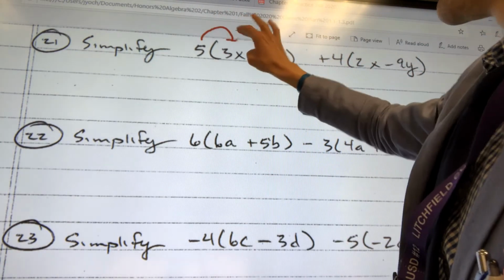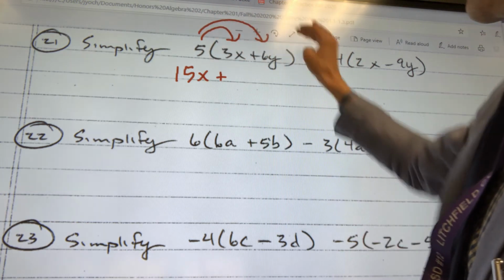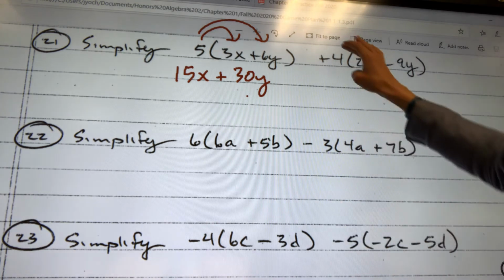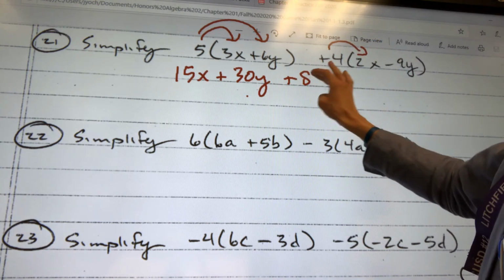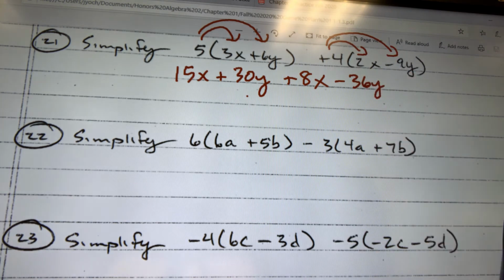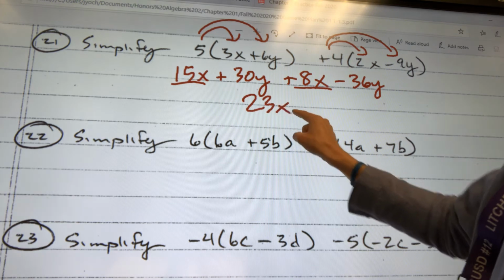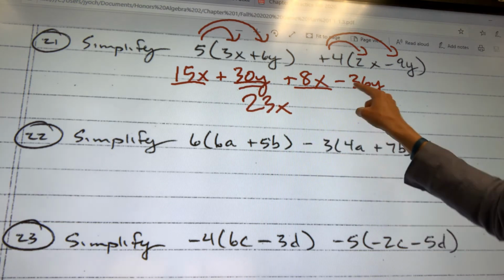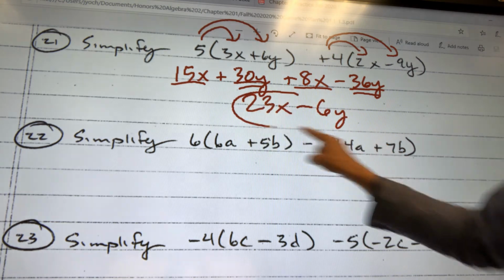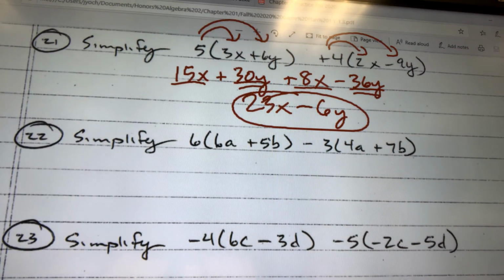Distribute. You're multiplying 15x plus 30y. Positive 4 times positive 2, 8x. Minus 36y. 15x plus 8x, that's 23 of them x's. 30y minus 36y is a negative 6y. Combine like terms from Algebra 1. I'm sure you dominated it then.